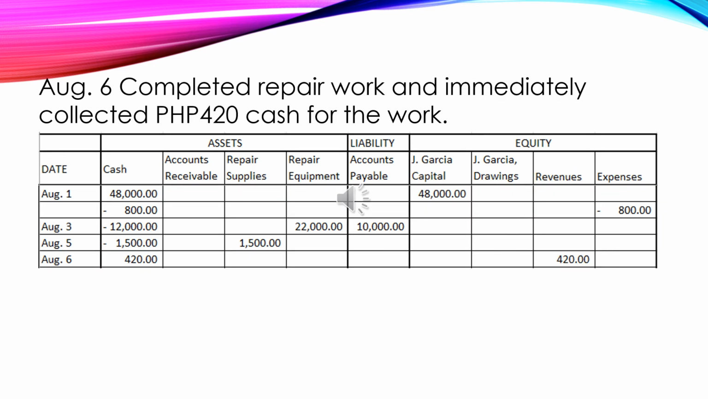For the August 6 transaction, we have there completed repair work and immediately collected 420 cash for the work. So, as you can see there, we have an increase in equity amounting to 420, which was recognized as a revenue of the business or an income of the business, and a corresponding increase in asset in the form of cash amounting to 420 pesos also.